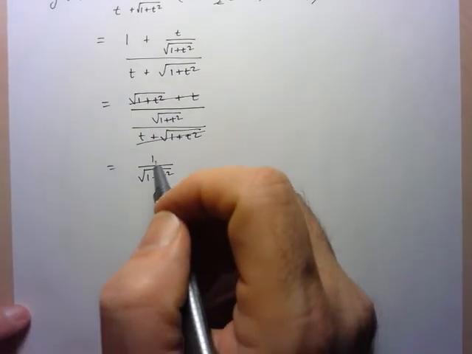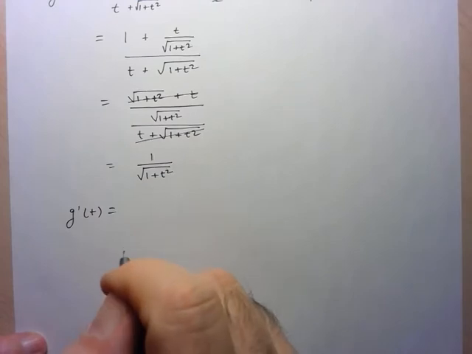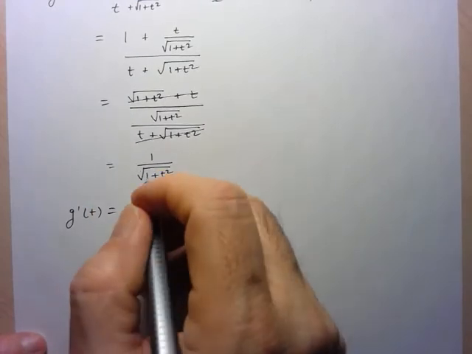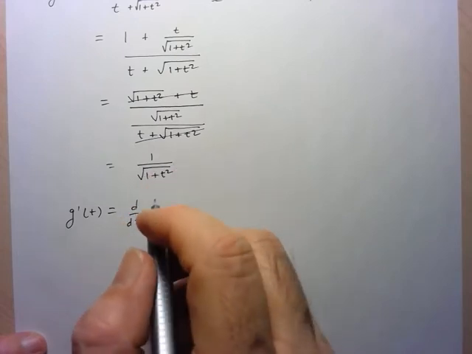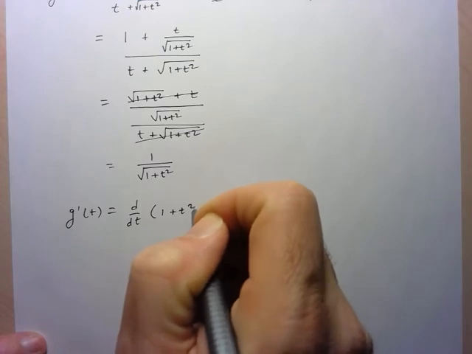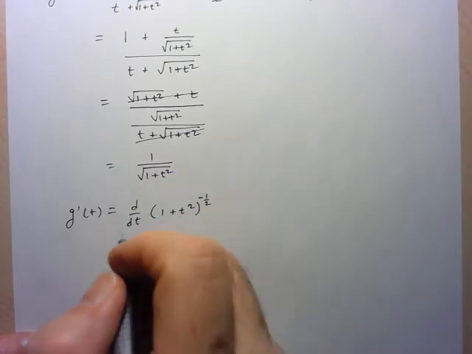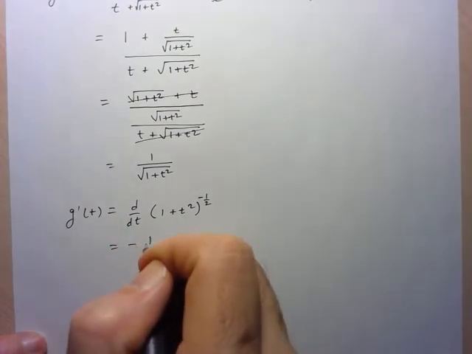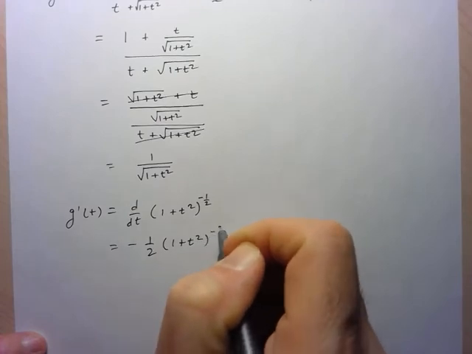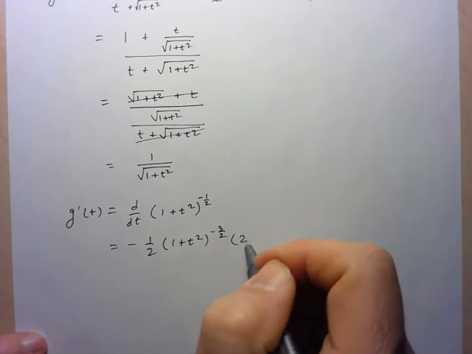Now if I'm looking for the second derivative, that becomes a lot easier. First of all, I definitely don't want to use the quotient rule, so I'll just rewrite this as 1 plus t squared to the negative 1/2, since it's in the denominator. Here we have negative 1/2 times 1 plus t squared to the negative 3/2 times the derivative of 1 plus t squared, which is 2t.